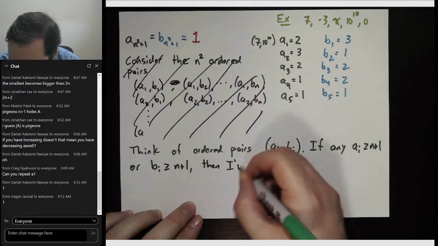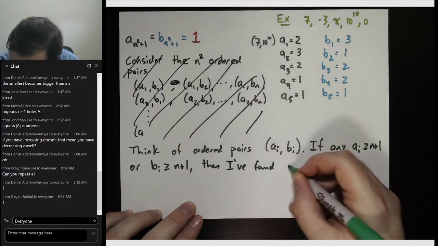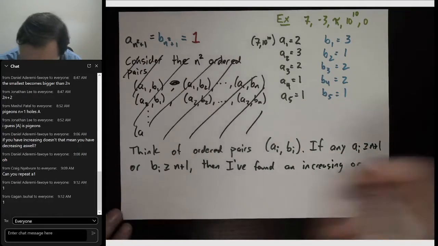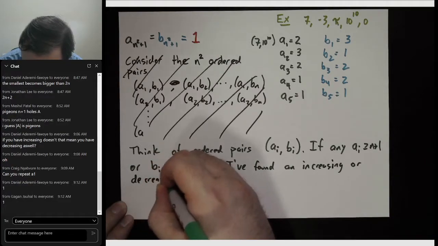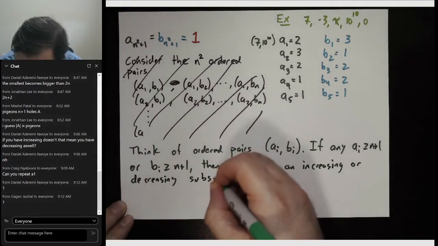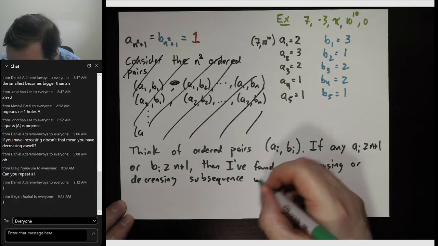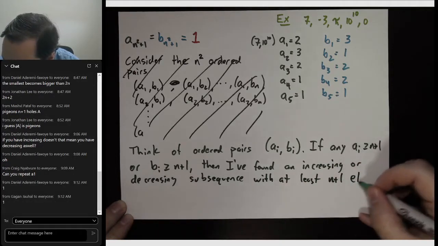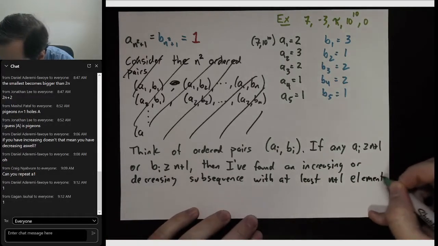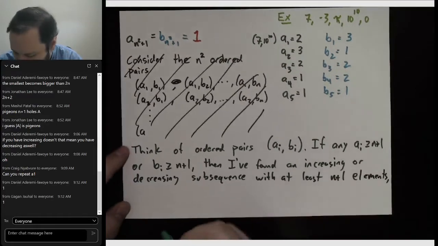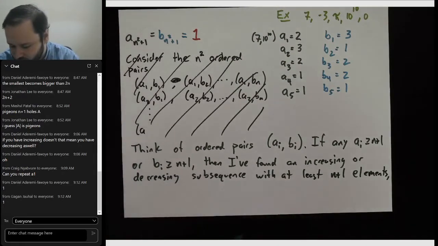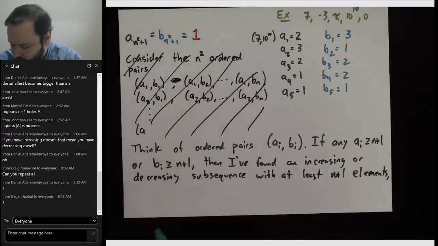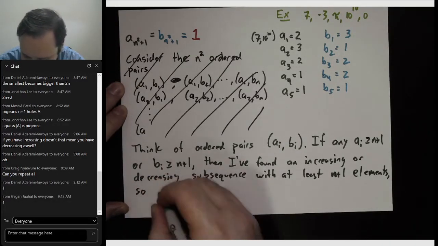Then I found an increasing or decreasing subsequence with at least n plus 1 elements. So the theorem is good. Right? The theorem said I could always find n plus 1 that increase or n plus 1 that decrease. So I'm done.